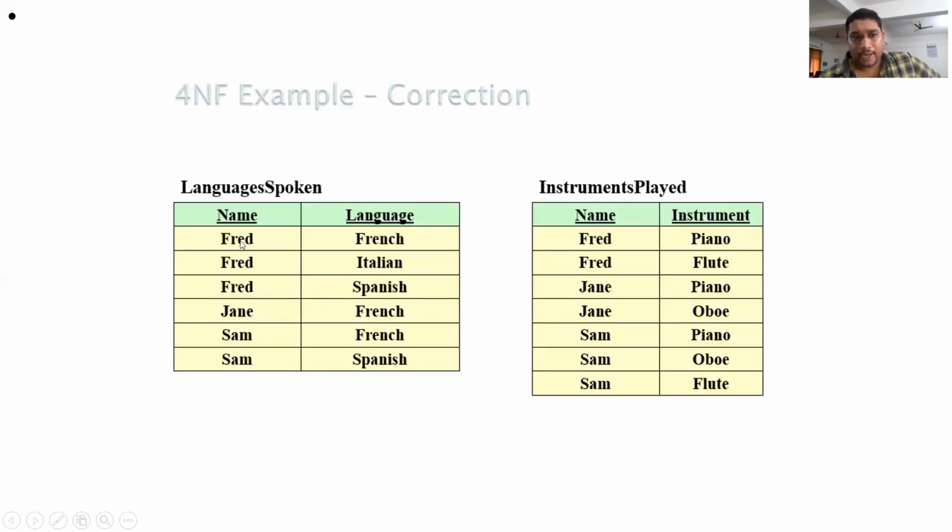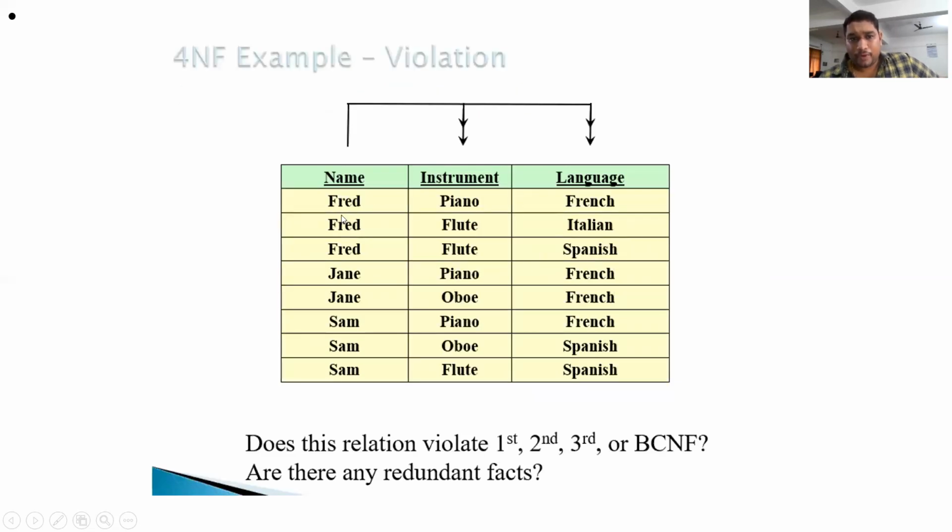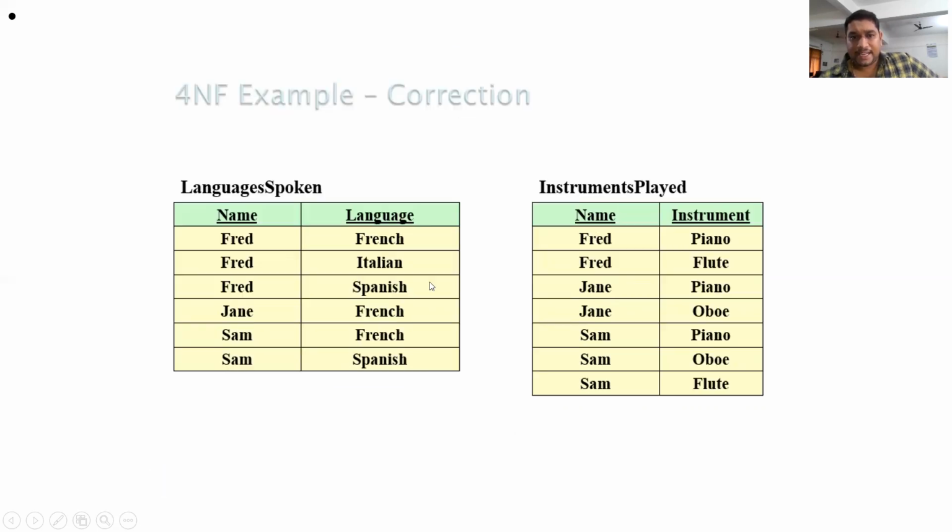See, for every Fred, there are three categories. For Jane, there is a French category. For Sam, French category. For every Jane, French. Sam consists of French and Spanish. Okay. Similarly, name and instrument. For every Fred, there is a piano and a flute. For every Jane, piano. Okay. For every Sam, piano and flute. So this is a language spoken relation, and this is an instrument played. So there is no multi-valued data here.